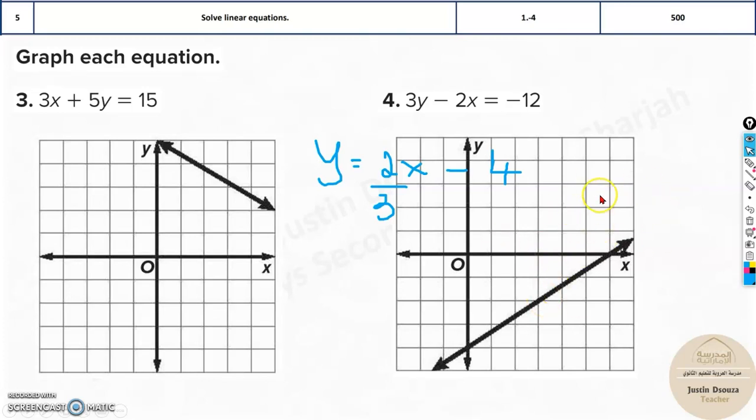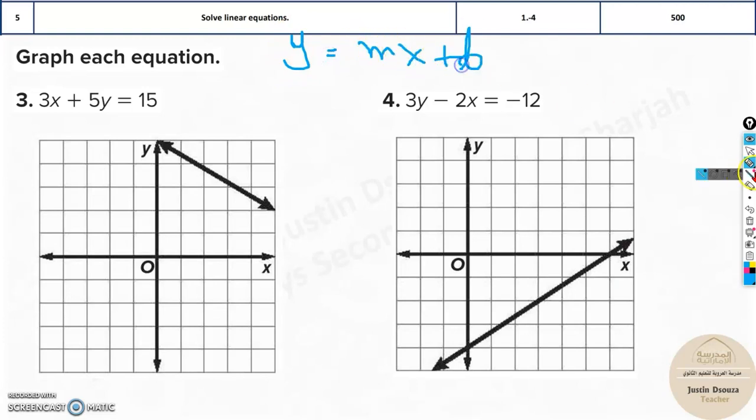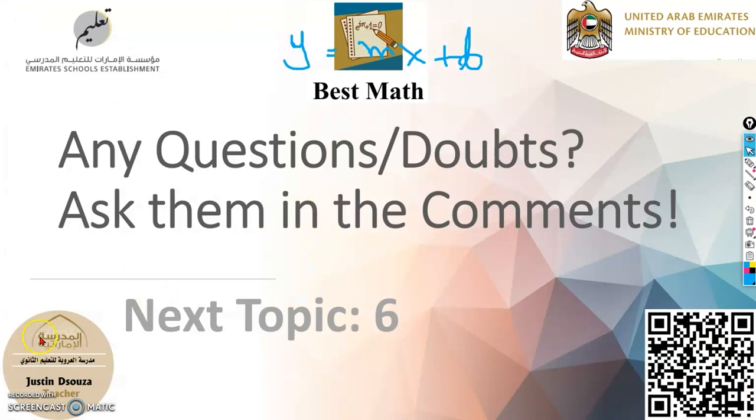So this is how we basically solve it. Just make sure you remember the slope-intercept form. I'll write over here: y equals mx plus b. Try solving more problems. Please do solve extra problems by yourself, and be thorough with it. That's it for topic number 5.